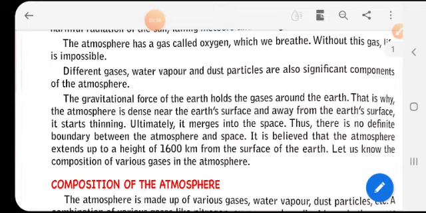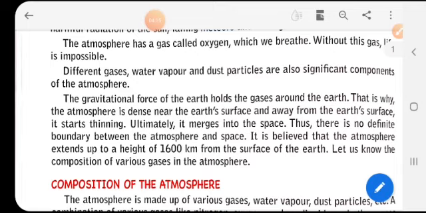Ultimately it merges into space, when you reach a more than normal height where there is no gravitational pull. That place is called space. Thus there is no definite boundary between the atmosphere and space. You can't say that after this height there is space, or after this limit there is space. There is no definite boundary for distinguishing between the atmosphere and space.